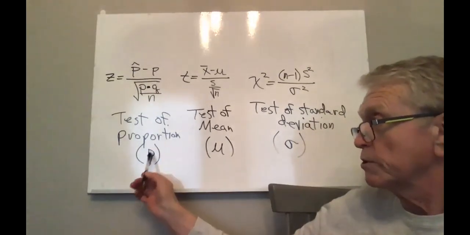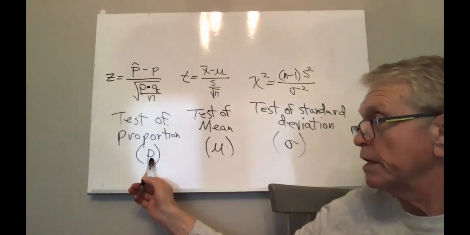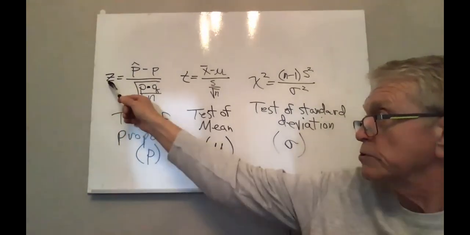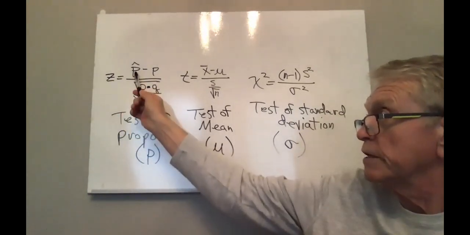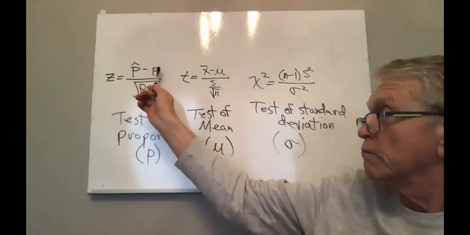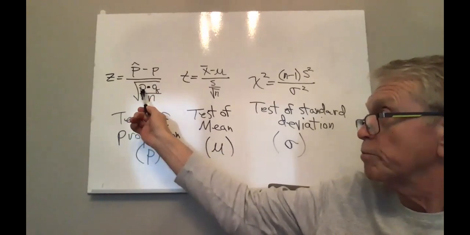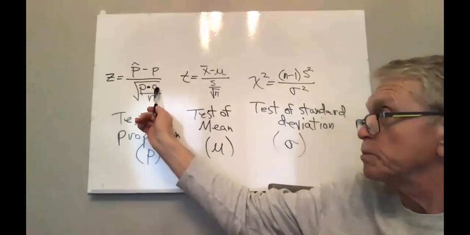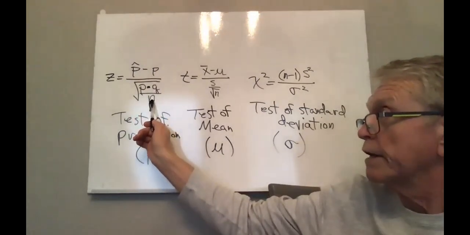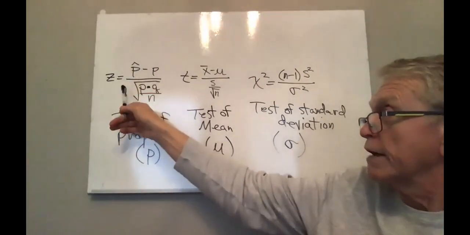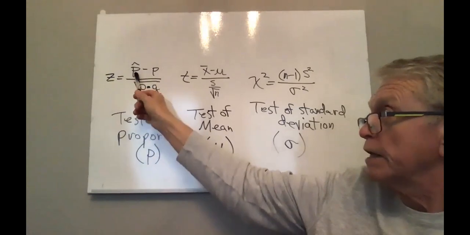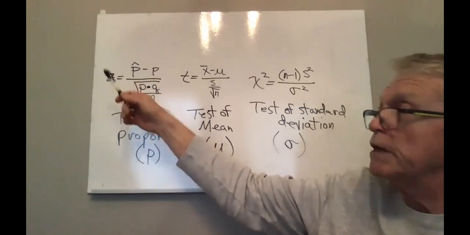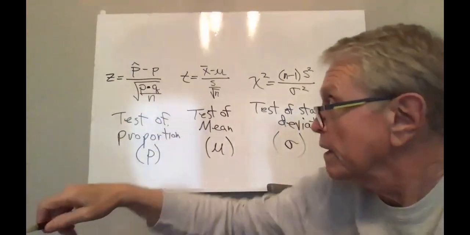A test of proportion is going to be the parameter p, which means we're using a z test statistic. We need to know p hat. We'll know p from H0. If we know p, we're going to multiply that times q, which is 1 minus p, and we'll also know n. So we'll have enough information to get p hat, which means we need either an x or an n, or we need to be given p hat directly.